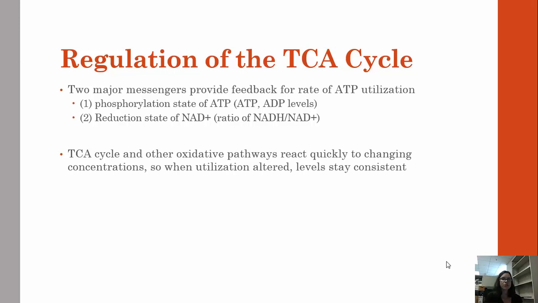So there's two major messengers that provide feedback for the rate of ATP utilization so that our cell knows how much ATP we've used and how much we need to make. So this is logically the phosphorylation state of ATP or ADP levels and the reduction state of NAD. So this is also a feedback mechanism, how much reduced versus oxidized NAD is in our cell. And our cell uses these levels to understand how much ATP we need to synthesize. So the TCA cycle and other oxidative pathways react very quickly to these changing concentrations to allow for consistent levels or homeostasis.